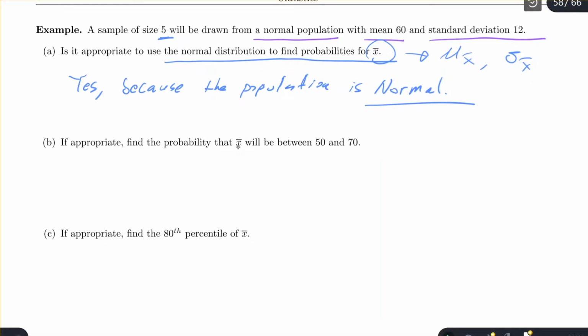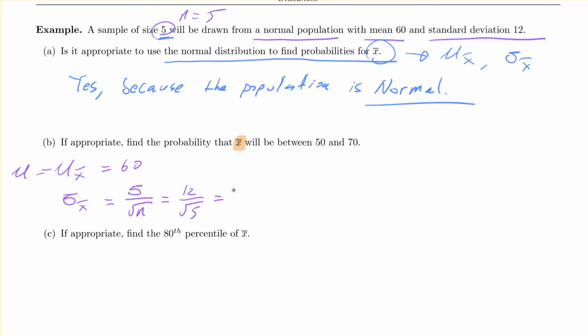So find the probability that X bar will be between 50 and 70. Here we're using the same idea of z-score. The new mean was actually the same as the population mean, but the standard deviation changes. It is the population standard deviation divided by the square root of the sample size. So it'll be 12 over the square root of 5, because n was 5 here, which is about 5.37. So that's the new standard deviation. So when we find the z-score, let me go to the formula.